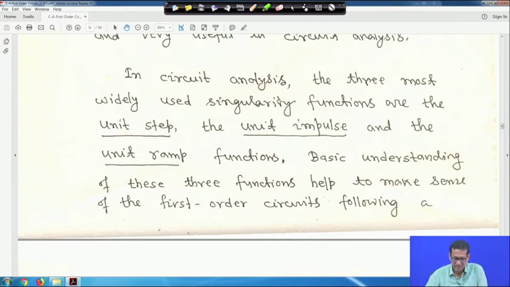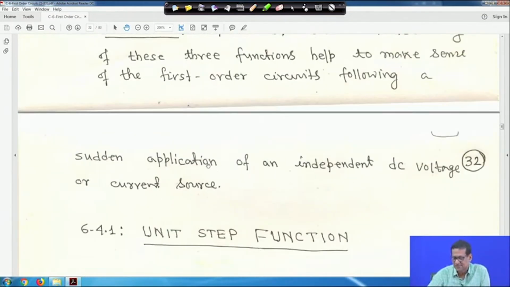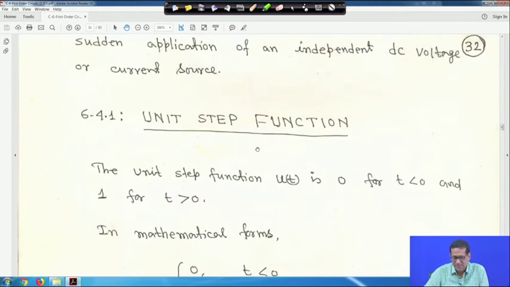This follows the sudden application of an independent DC voltage or current source. First, we will understand these one by one, then we will go to the circuit where the source will be present, and at that time we will see the transient response, and you will find things are very easy. So, unit step function first.